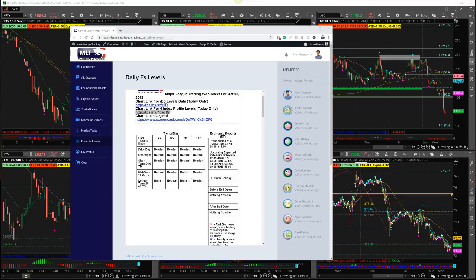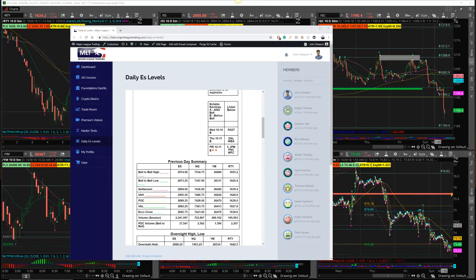Trend biases to the prior day. We have bearish ES, bearish NASDAQ, bearish Dow, bearish on the Russell. And in the overnight session, we're neutral across the board in all four indexes. On the shorter term time frame, 5 to 10 days, ES is bearish, NASDAQ is bearish, the Dow is neutral, and the Russell is bearish. On the midterm time frame, ES is neutral, NASDAQ is bearish, Dow bullish, Russell bearish. And on the longer term time frame, bullish ES, neutral NASDAQ, bullish Dow, and bearish on the Russell.